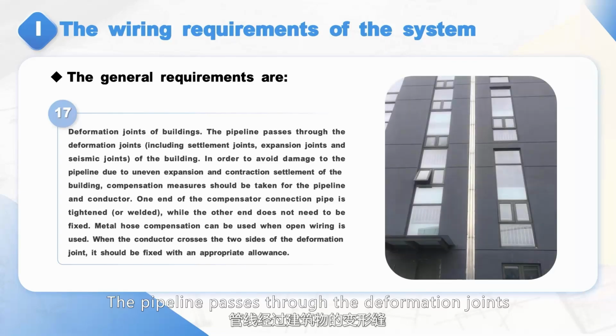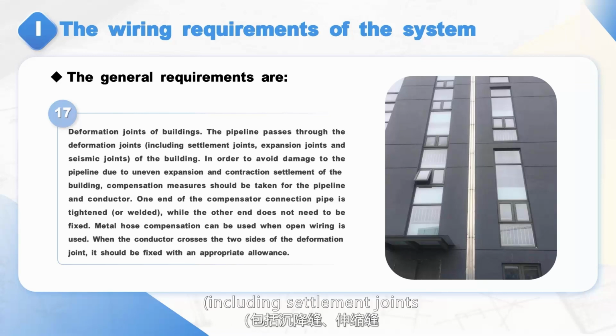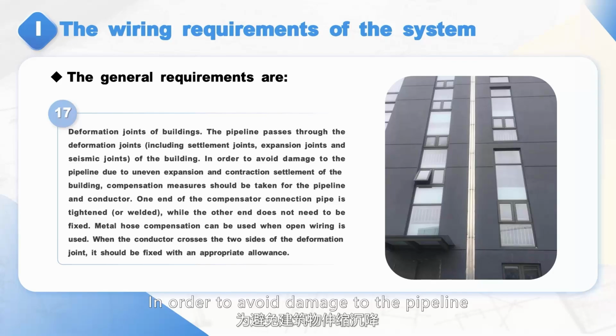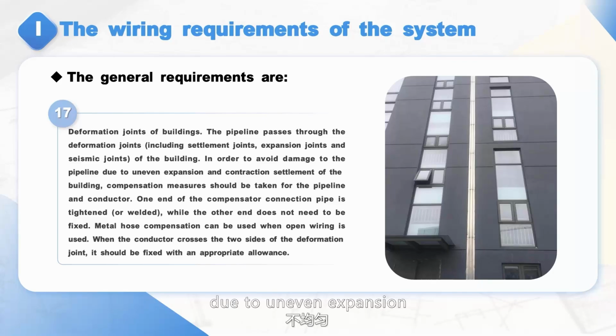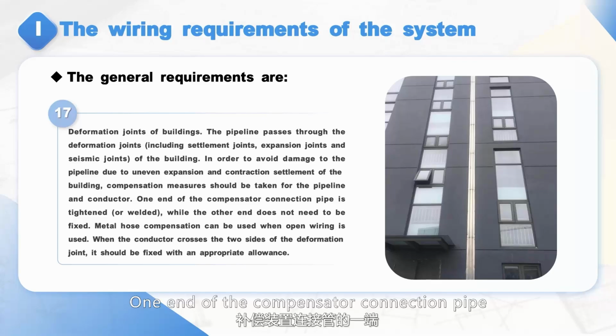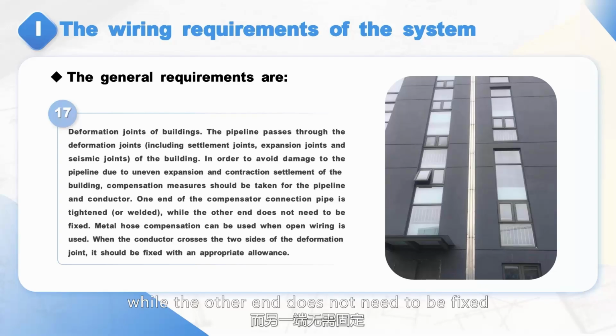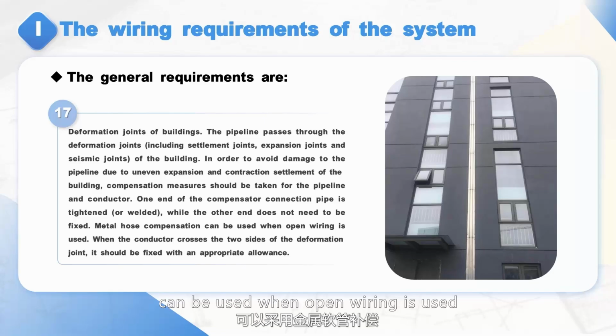17. Deformation joints of buildings. The pipeline passes through the deformation joints, including settlement joints, expansion joints, and seismic joints, of the building. In order to avoid damage to the pipeline due to uneven expansion, contraction and settlement of the building, compensation measures should be taken for the pipeline and conductor. One end of the compensator connection pipe is tightened or welded, while the other end does not need to be fixed. Metal hose compensation can be used when open wiring is used. When the conductor crosses the two sides of the deformation joint, it should be fixed with an appropriate allowance.